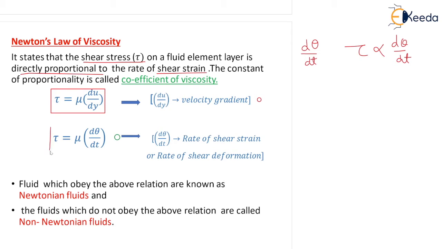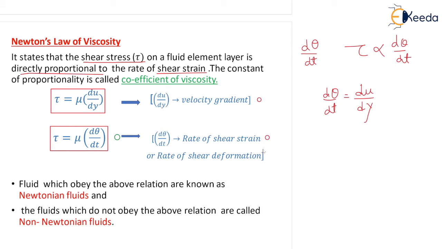We can also write this equation tau is equal to mu into d theta by dt, because we already saw that d theta by dt can also be written as du by dy. In the previous slide we have seen the derivation for this. So from this we can write the first two equations. And what is d theta by dt? It is the rate of shear strain.